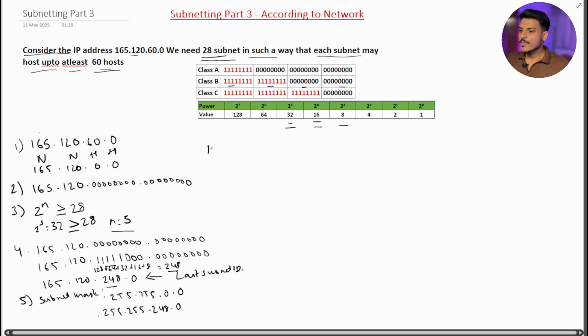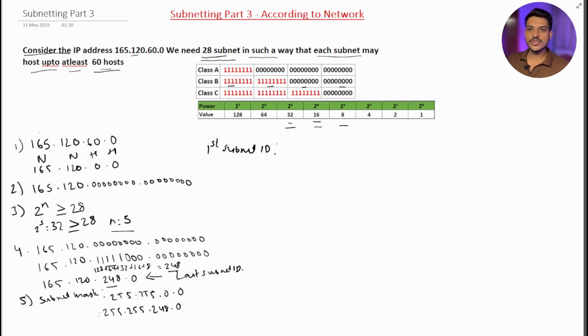Now what will be our first subnet id? In order to find the first subnet id, we need to write the bits that are given to network as it is and make the host part 0. Here you can see we have already done that. So 165.120 are given to network by default in class B, and the rest 2 that are given to host, we are making them 0.0.